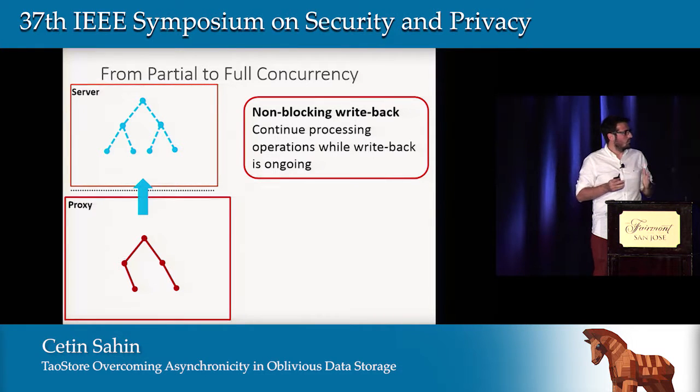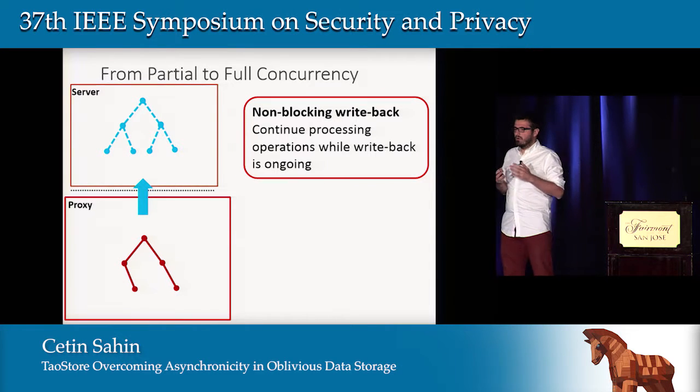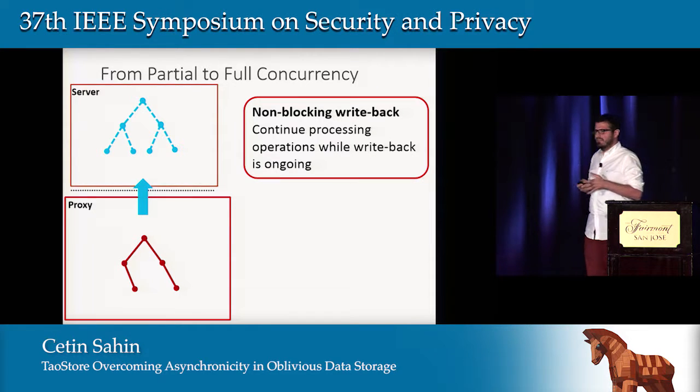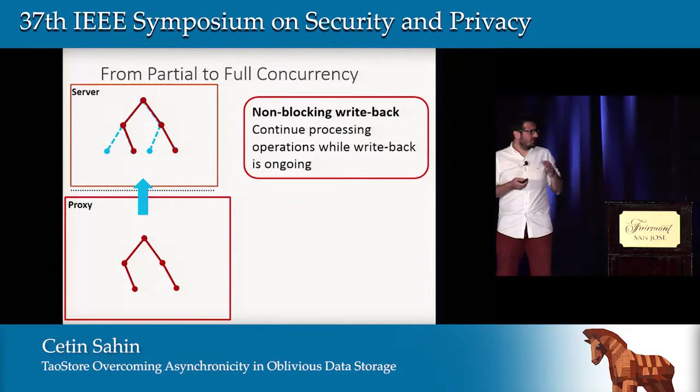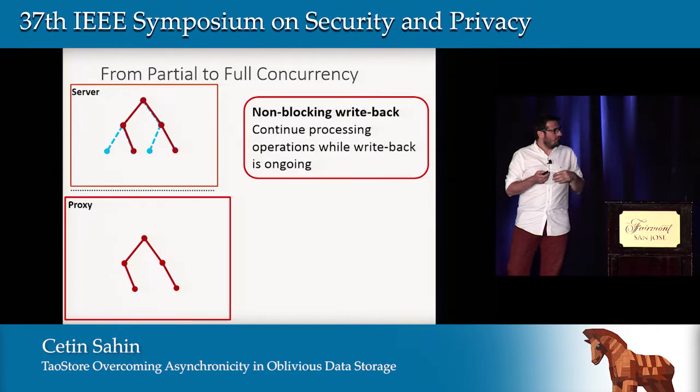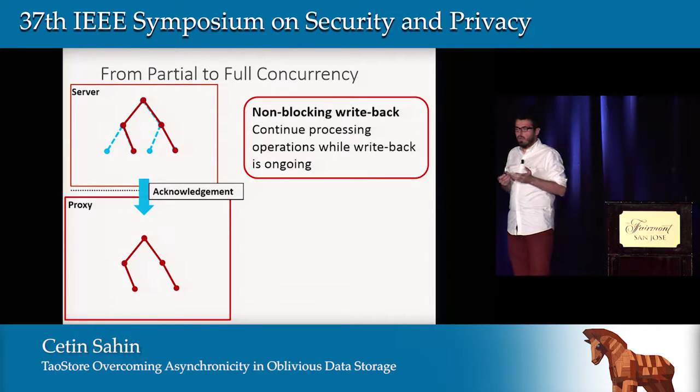We want to achieve non-blocking write-back. Even if there are ongoing write-back operations, we would like to continue processing. That is the motivation. However, it is not that easy. Let me give you a scenario. We have a subtree in the proxy, and we would like to write it back to the server. Whenever we receive an acknowledgement, what should we do?